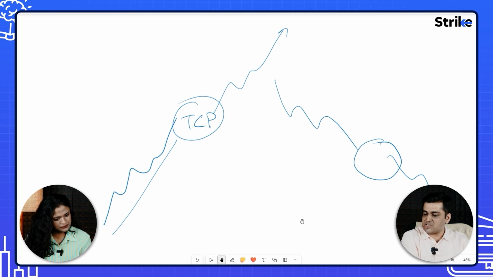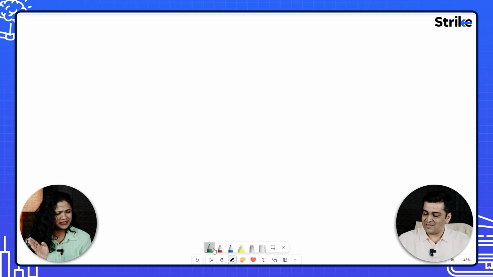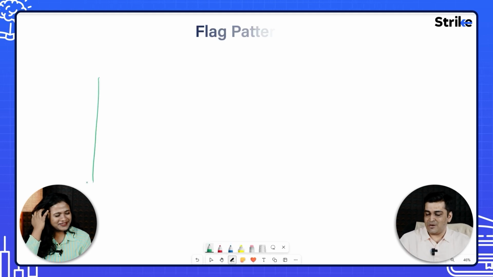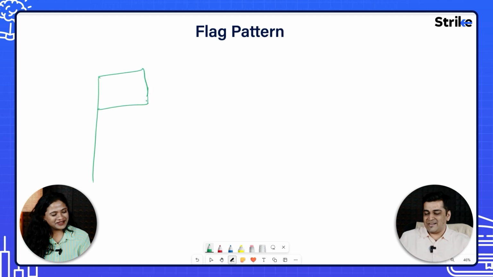So let's quickly get started. Basically, there are two major kinds of continuation patterns over here, and they are mostly on the bullish side. You'll rarely find a bearish kind of a pattern. So the first kind of pattern is called a flag. Do you know how a flag looks like? Like this. A flag looks like it has a pole. And this is a flag, right? So how does this look on charts?